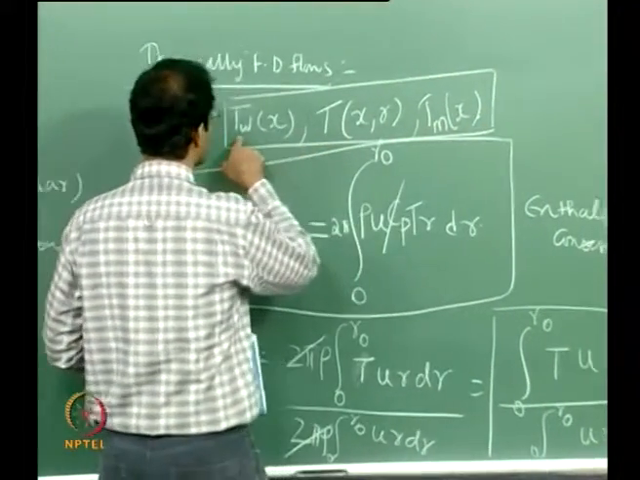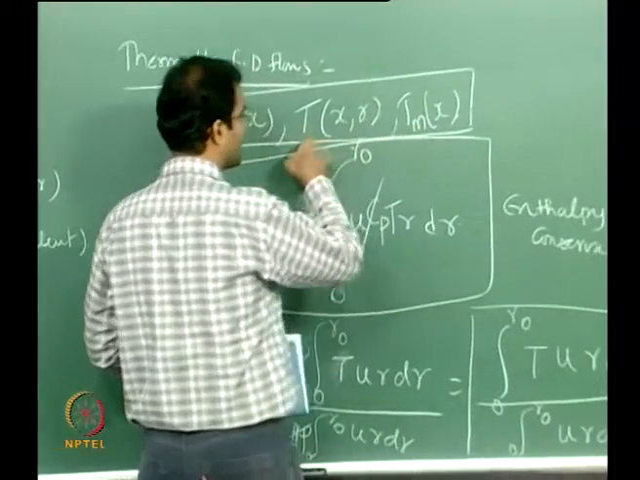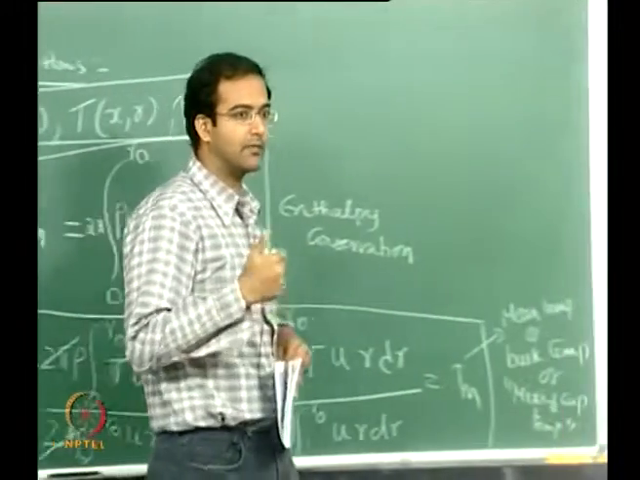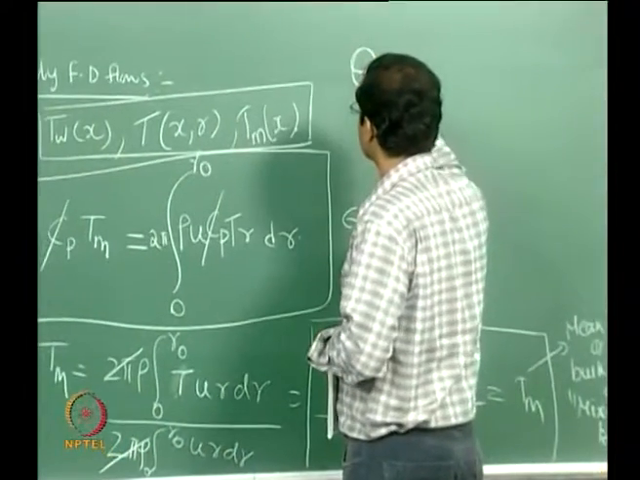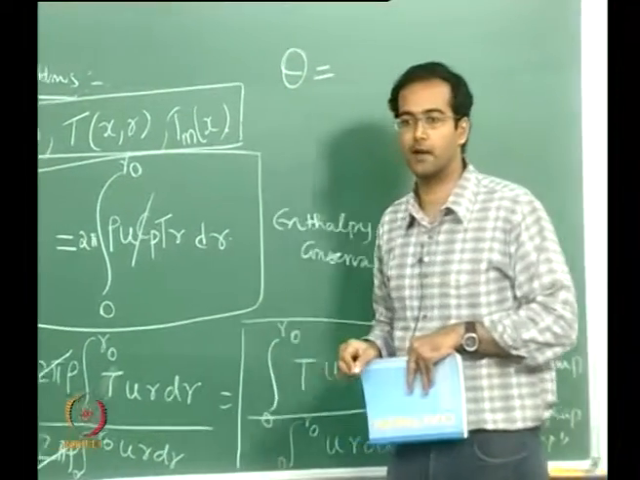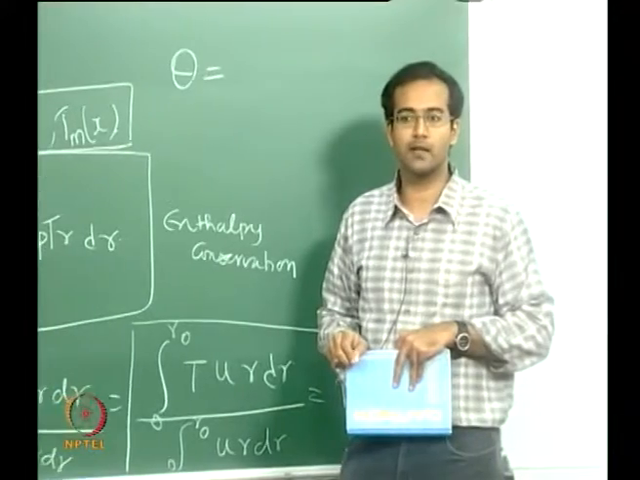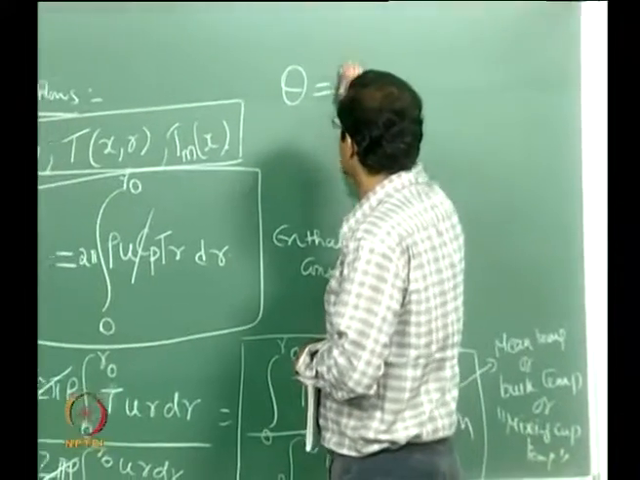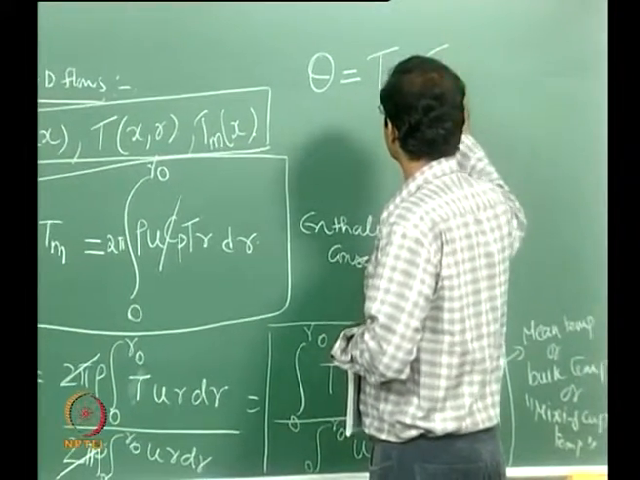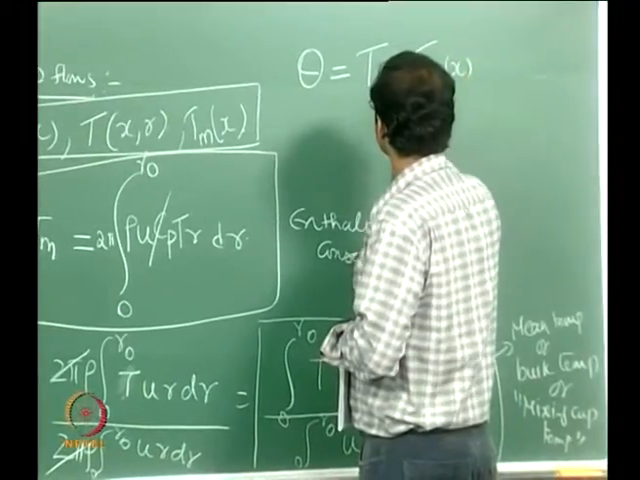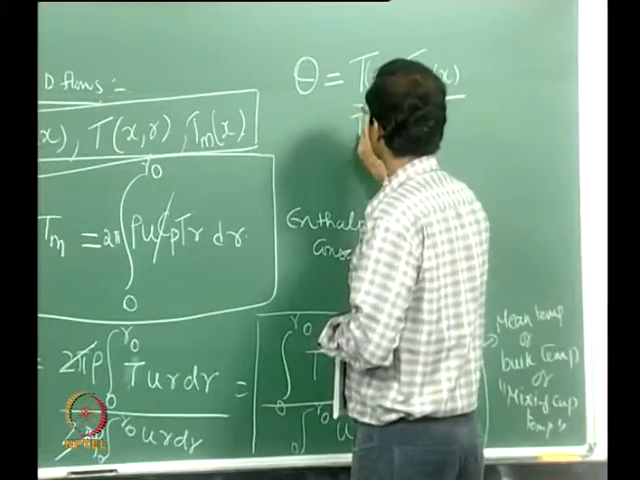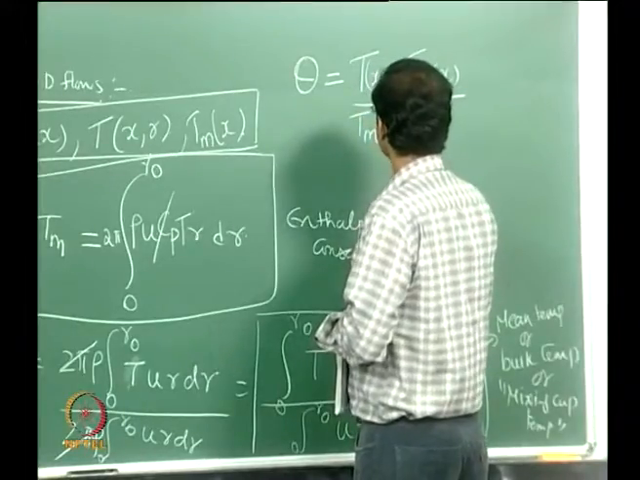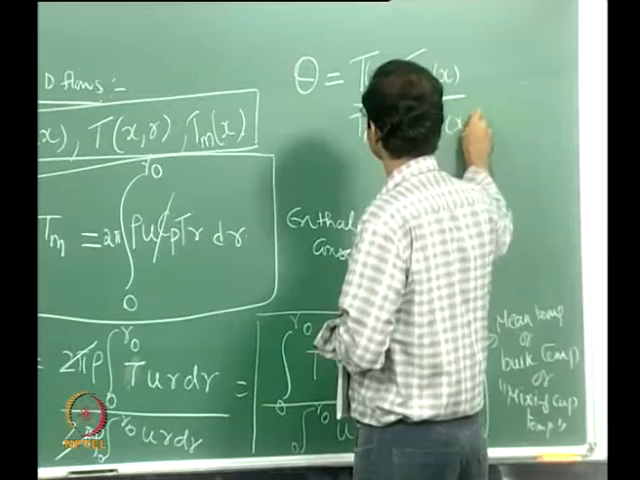Okay. So now we can see that we have defined all our necessary temperatures here. You have T wall, which is a function of x, Tm, which is a function of x, and you have T. Therefore we can define a non-dimensional temperature theta, just similar to the external flows, where we defined it as T minus T wall by T infinity minus T wall. We can define T minus T wall, where T is a function of both x and r, divided by T mean minus T wall.